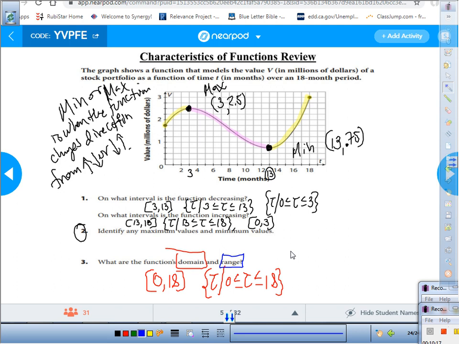For the domain, because we're talking about the entire function. We're not just talking about the decrease. We're looking at the entire function. Where does the function start? Here, and it keeps going, and it ends over here. So we're talking about the whole thing. Okay. So neighbor, between what two v values do we find the range for the whole function?